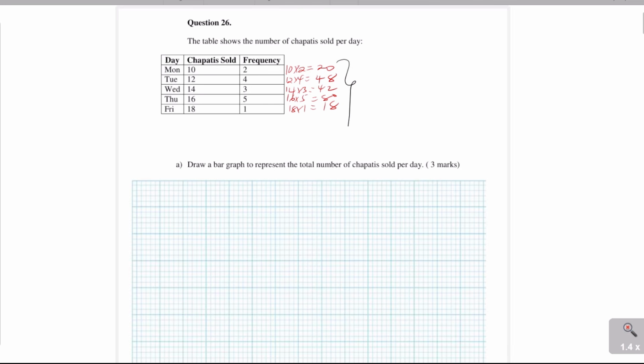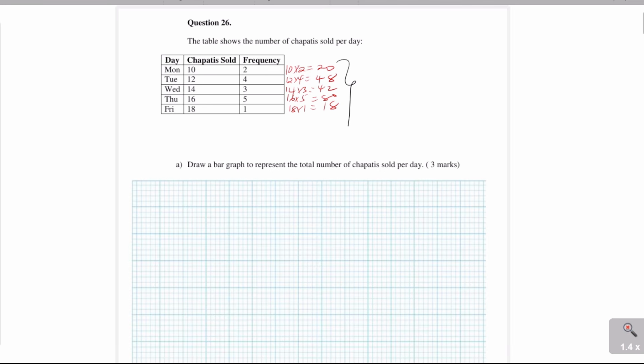So now when you're drawing the bar graph, you should have the days of the week on the x-axis. Then on the y-axis, we have the number of chapatis sold. So you have to determine the scale that you're going to use. So for the days, each bar should represent that day. For example, Monday, you should have a bar for that. So that one has no problem. We just need 5 bars.